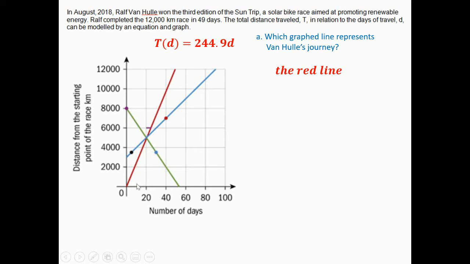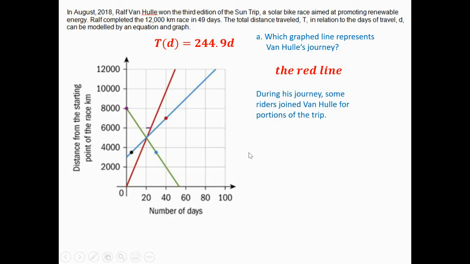Well, we know it's the red one because it is direct variation. It begins at a y-intercept of 0. So there's his model. And you can see from 0, it goes from 0 to 12,000 kilometers. And if you trace this down, that's 49 days. Great, that makes sense for his model.